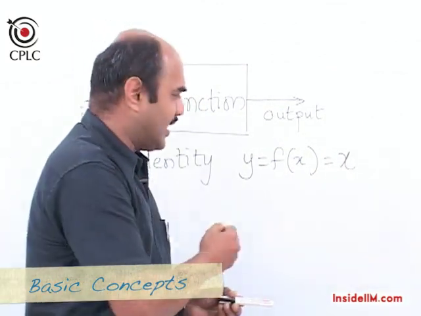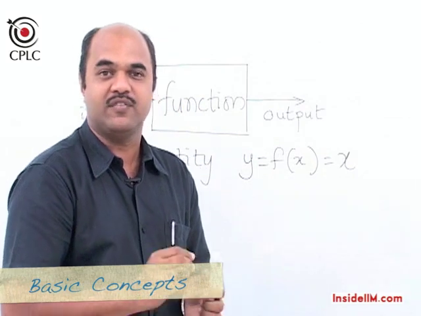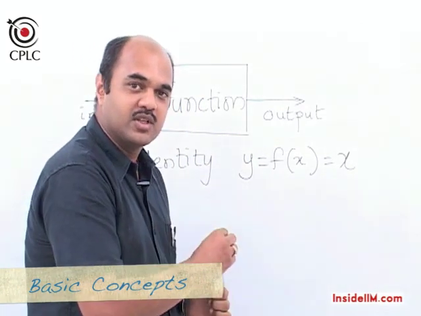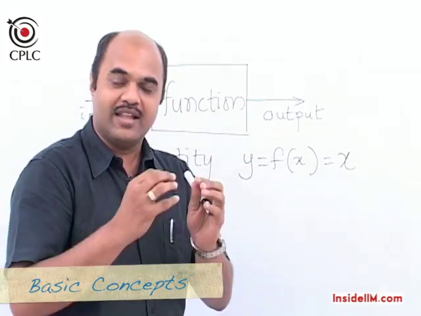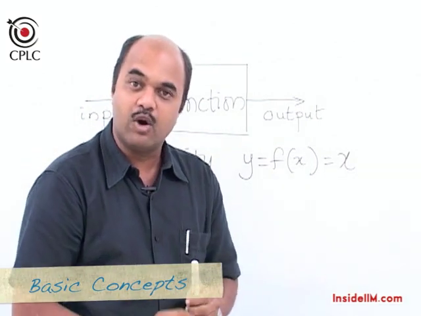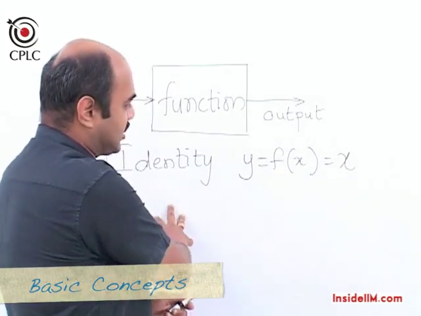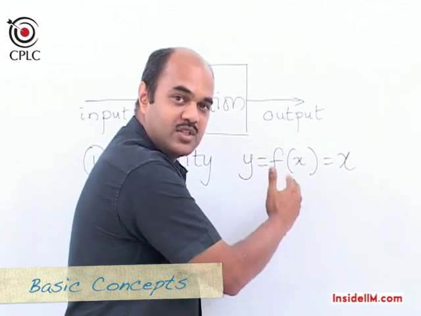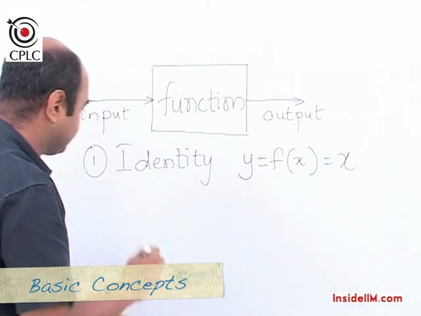So this, to that extent, can be understood as a lazy function, because it really does nothing. It just takes the input and that itself is sent out as the output. So this is an identity function where f(x) is nothing but equal to x.